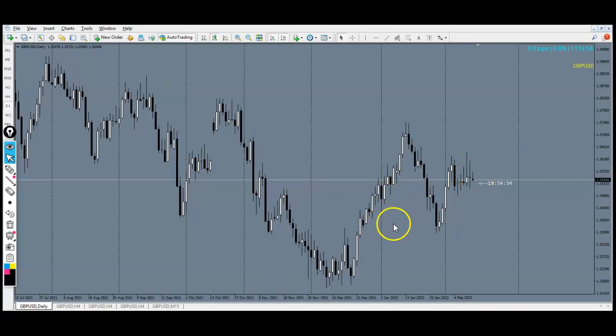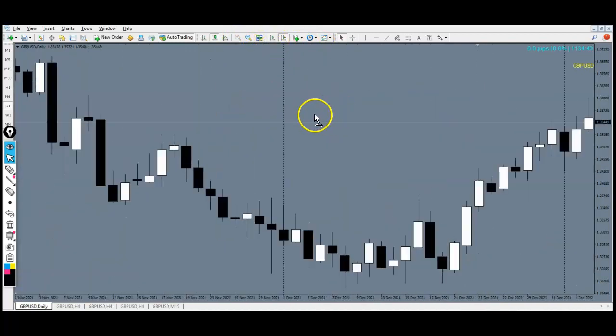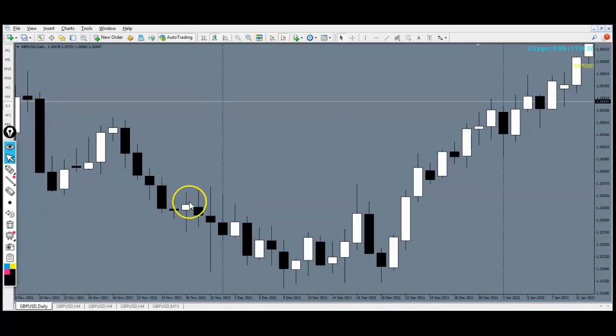So let's look at this price action here. Let me zoom in. So we see that price has been coming down. Now look at this bar. This is an engulfing bar. It's a bearish engulfing bar. However, it's not really the best engulfing bar. It's not the best bearish engulfing bar.